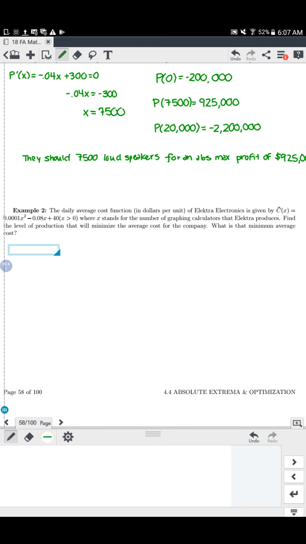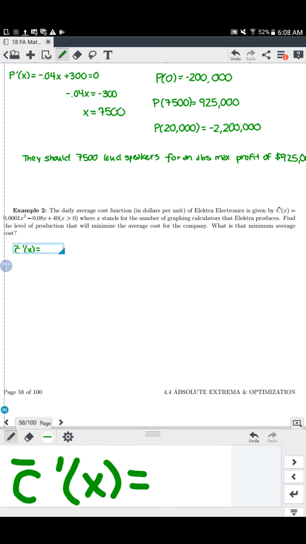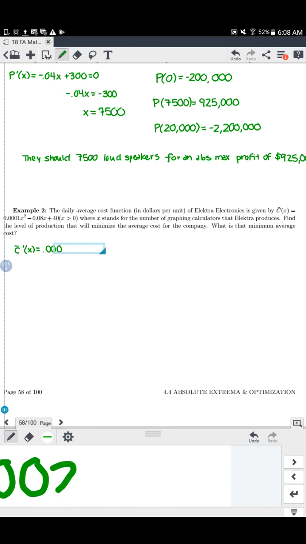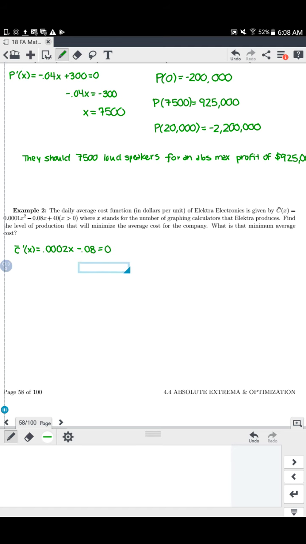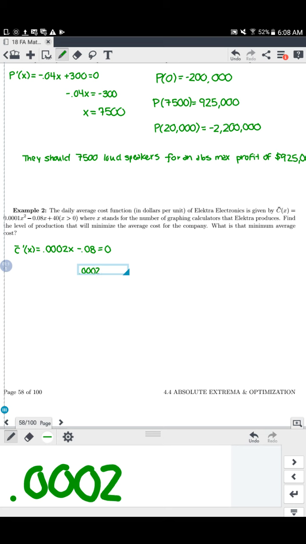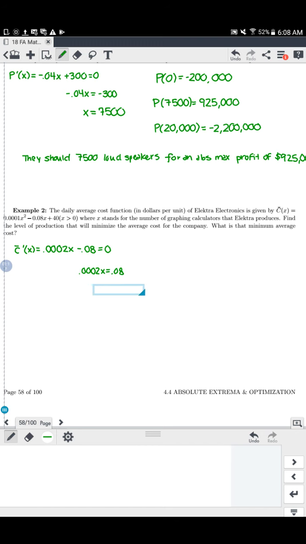So we're going to take the derivative here and set it equal to 0. So C bar prime of x is going to be 0.0002x minus 0.08. We're going to set that equal to 0. So if we solve for x, we add 0.08. We have 0.0002x equals 0.08. And divide by 0.0002, our x value is 400.